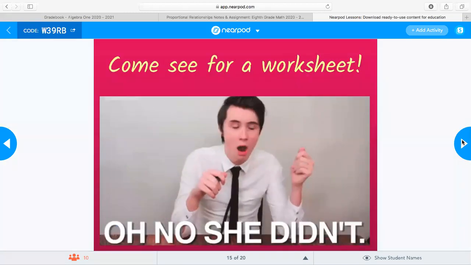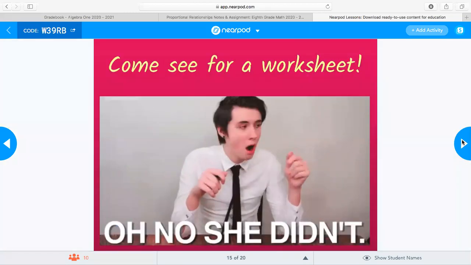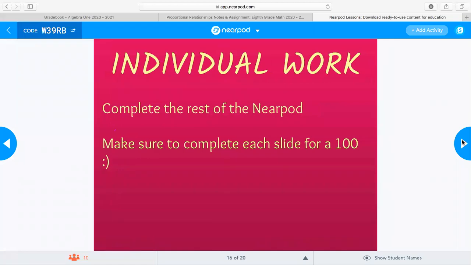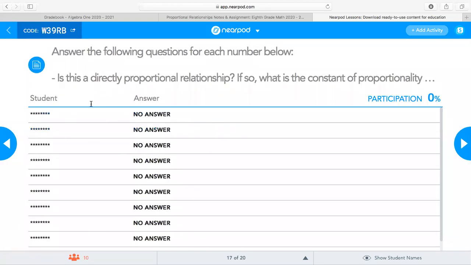Okay, so this is from last year, so that's why it says this. Really, the rest of what we're doing today is on this Nearpod. I put individual work. Y'all can work as a class, but basically the rest of this is just doing the slides. But because we're on live participation, you can't move on from the slide until everyone else finishes.